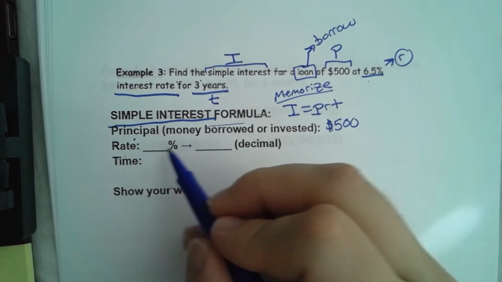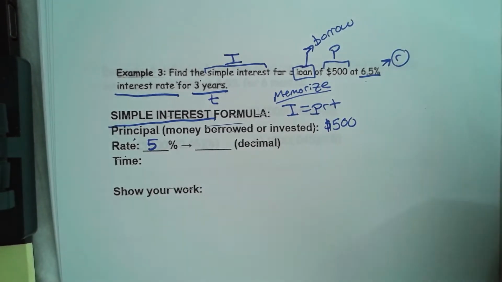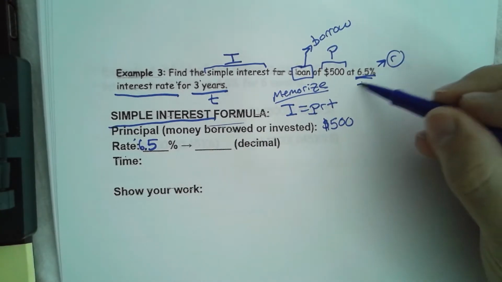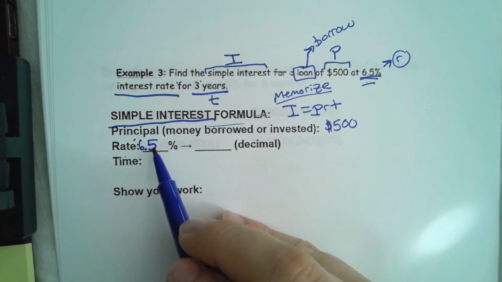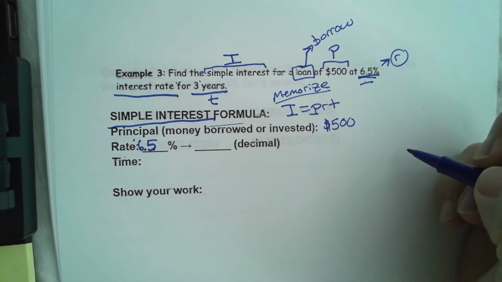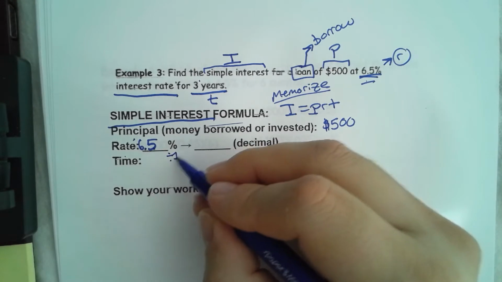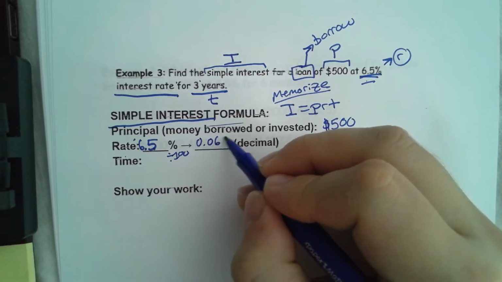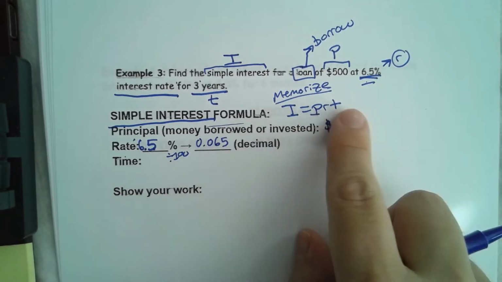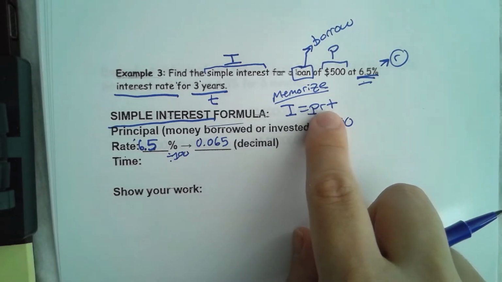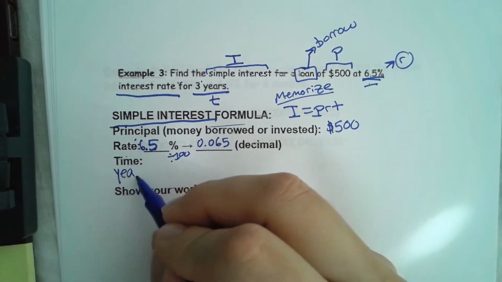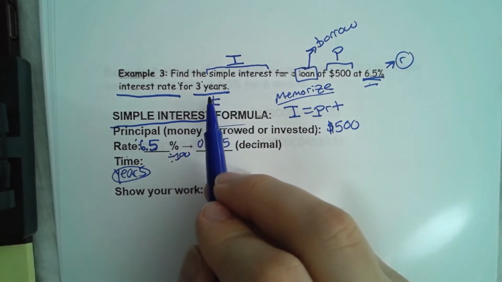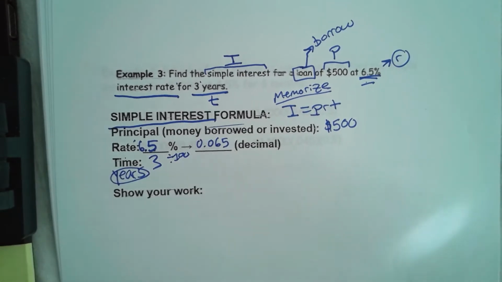The rate is 6.5%. Remember, I do not write 6.5% for R. I need to divide this by 100 and change it to a decimal, which is going to be 0.065. This is what I put for R when I plug it in. And then time, remember, it always has to be in years. They were so nice, they already gave me the years, so all I have to do is write 3.